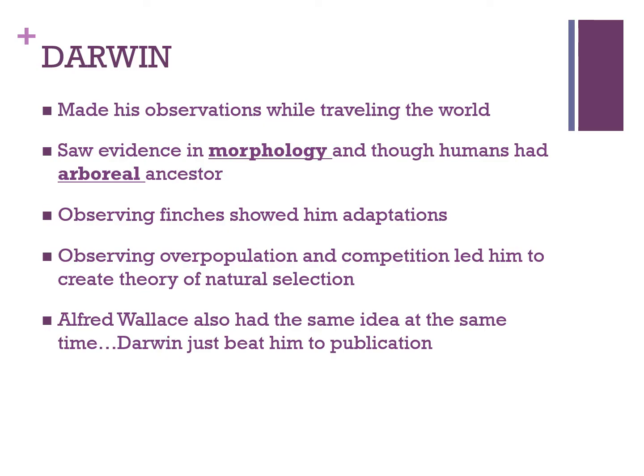So Darwin made his observations while traveling the world. He saw evidence in morphology, and thought humans had a common ancestor, and observing finches showed him adaptations. Observing overpopulation and competition led him to create the theory of natural selection. Alfred Wallace also had the same idea at the same time. Darwin just happened to beat him to publication.